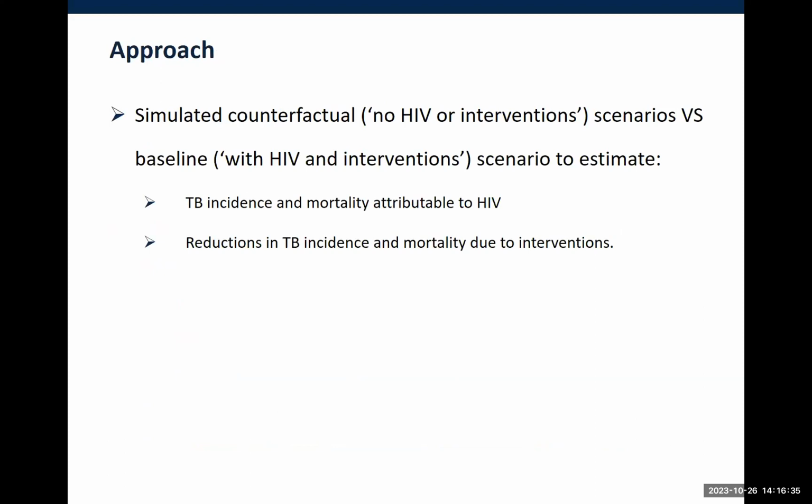So the general approach is we would simulate a counterfactual scenario in which we do not include either HIV or the intervention that we are looking at, and then estimate the TB incidence or mortality, then compare that to the baseline scenario where all of these factors are present, so where HIV and the interventions are present. The difference in these estimates under these different scenarios allows us to estimate the incidence and mortality attributable to HIV, and also the percentage reductions due to the interventions.